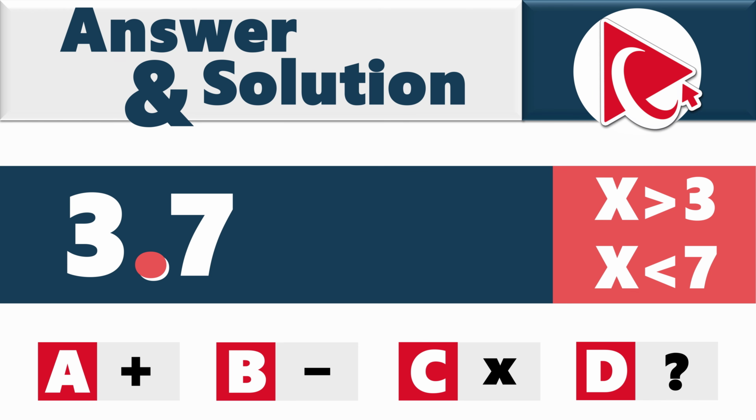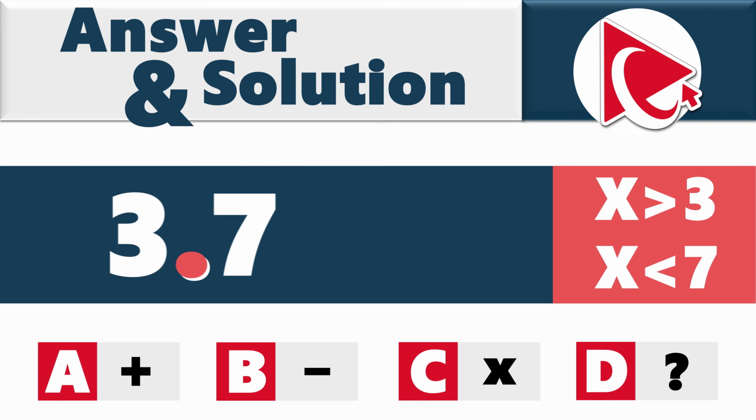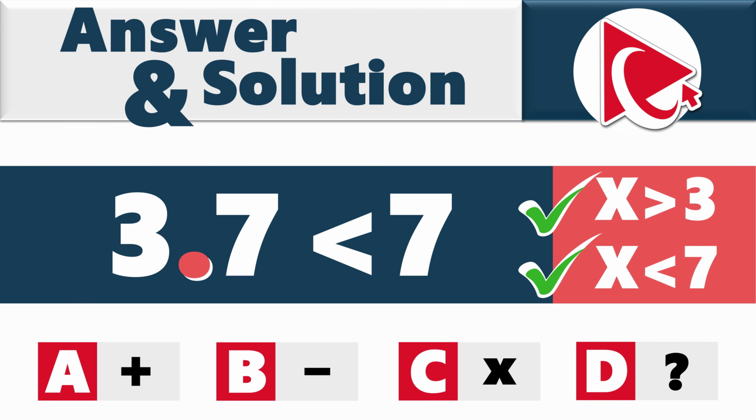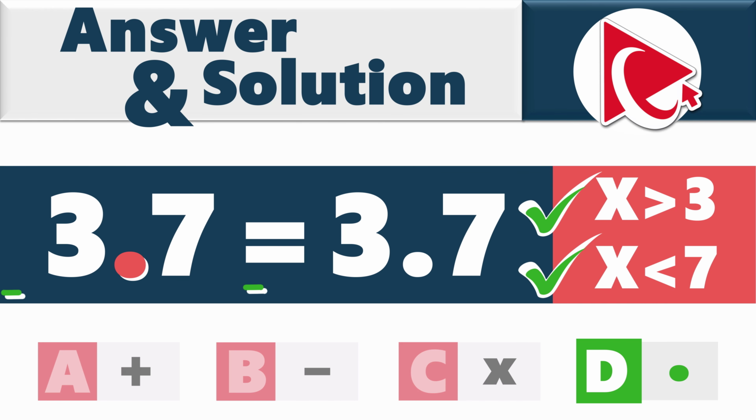All we need to do now is to verify the answer. 3.7 is greater than 3 and 3.7 is less than 7. So the correct answer here is that sign, and the answer is 3.7.